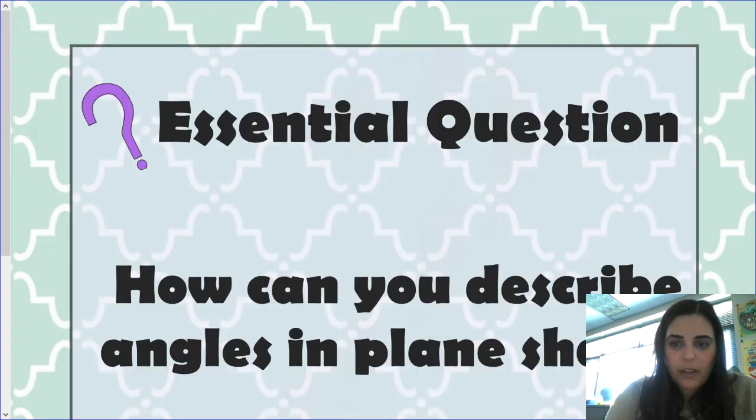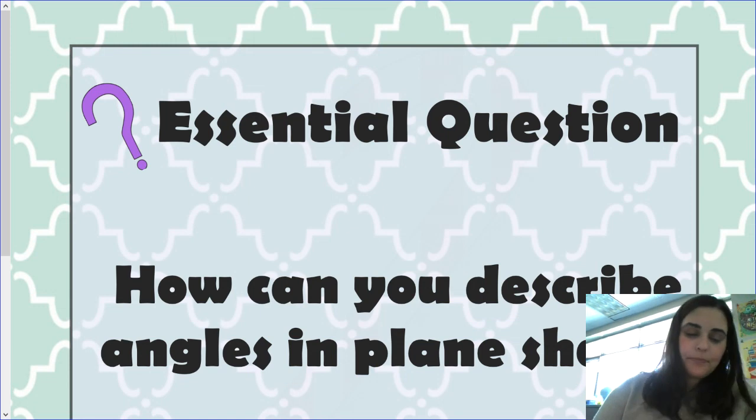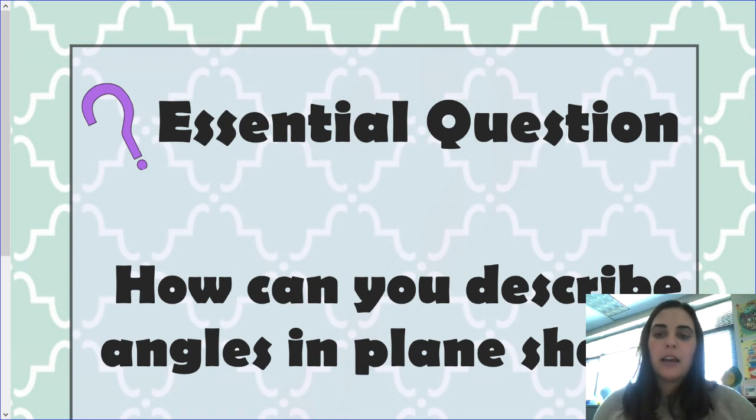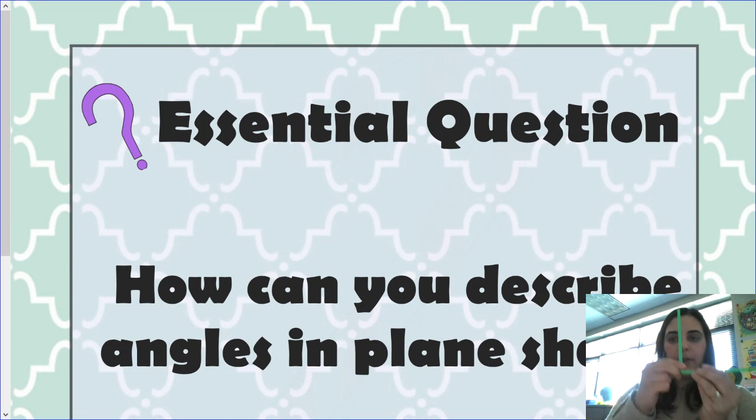All right. Okay, we're going to wrap it up here. So let's go back to our essential question. How can you describe angles in plane shapes? So we're thinking about the 3 types of angles: a right angle, greater than a right angle, or less than a right angle. When we're talking about shapes and we're talking about angles, those are the 3. Right angle, greater than, or less than. Or we can use their math words, which would be right angle, obtuse, or acute.